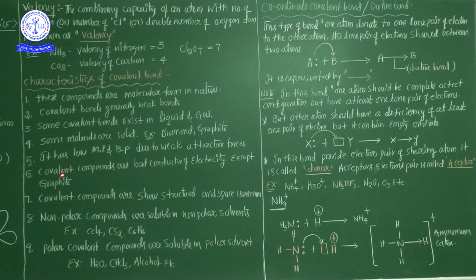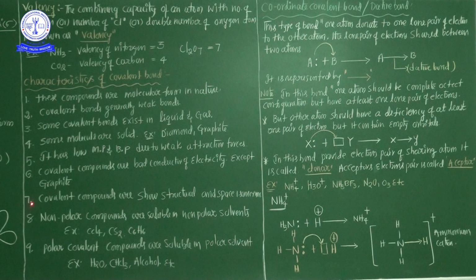And the sixth one: covalent compounds are bad conductors of electricity, except graphite. Generally all covalent compounds are bad conductors of electricity, but graphite is a good conductor because free-flowing electrons are present in graphite. That is the reason it acts as a good conductor. Though it is a covalent compound, it conducts because of the free electron flow from one graphite atom to another.